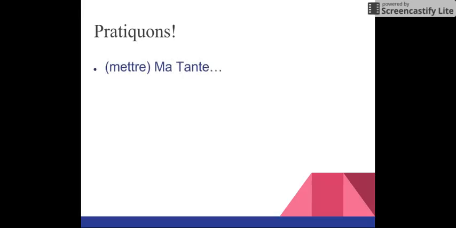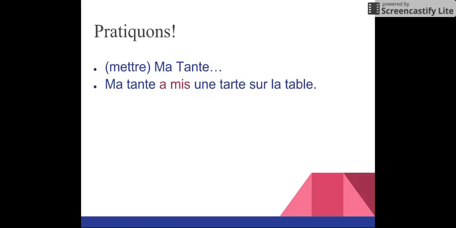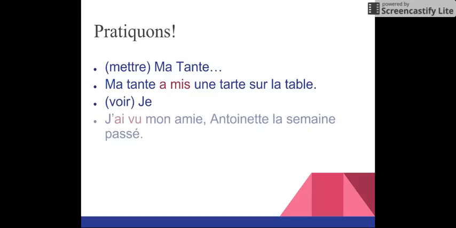Numéro 1, c'est le verbe mettre avec ma tante. Au passé composé, c'est ma tante a mis une tarte sur la table. My aunt put a pie on the table. Voir avec je sais, j'ai vu mon amie Antoinette la semaine passée.